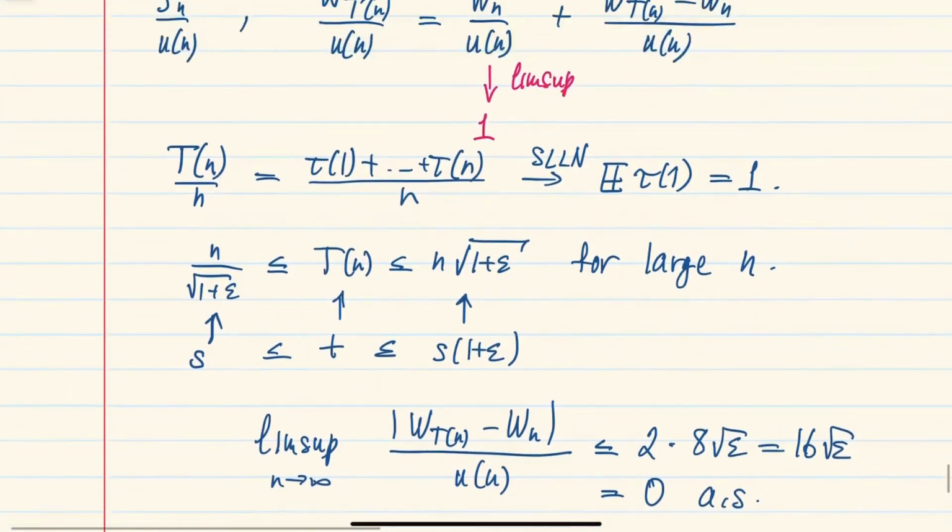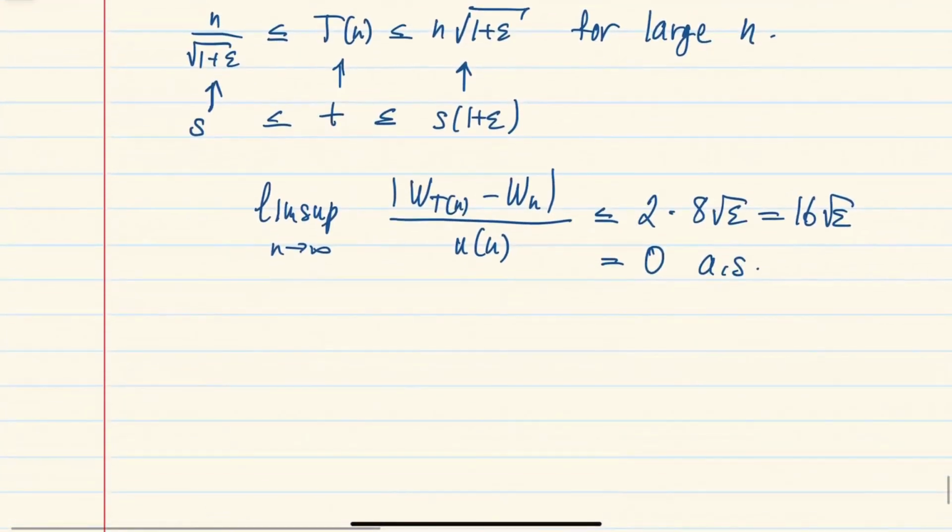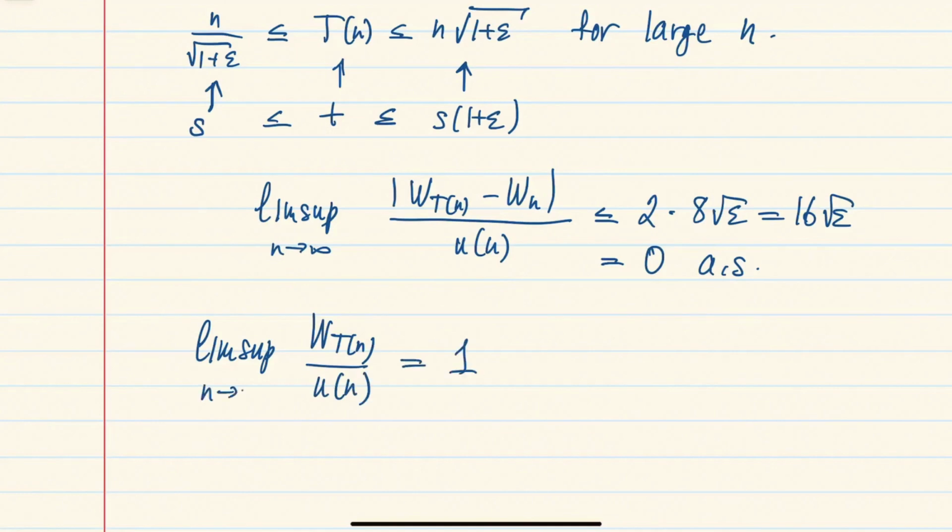So if we go back and look at this decomposition that we started with and take the lim sup on both sides, we know that the first term goes to 1 by the law of the iterated logarithm for the Brownian motion, and the second term goes to 0 because of the strong law of large numbers, because Tn is very close to n, combined with the control in the above lemma. So as a result, we conclude that the lim sup of W at Tn over un is equal to 1 almost surely when n goes to infinity.